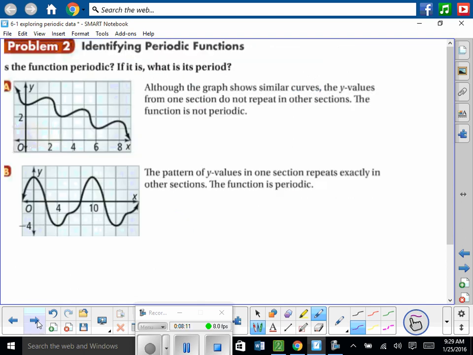All right. So next thing here, and then I'll let you work for a while. So stay with me. A lot of you are going forward. So it says, identify the periodic function.